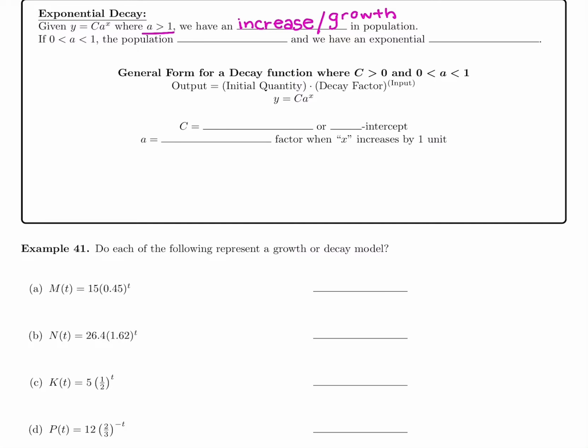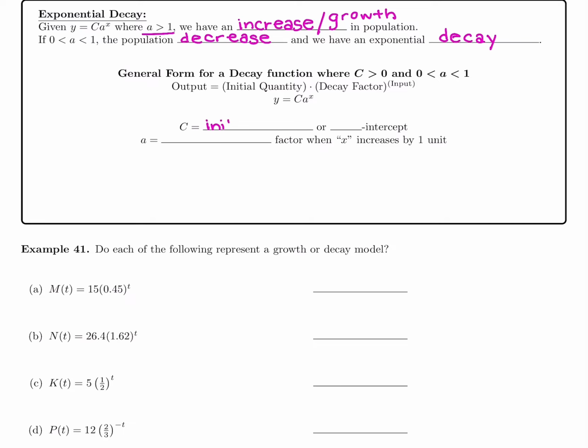So the population is going to decrease. If it's a number between 0 and 1, that's going to model exponential decay. So you can tell right by looking at the value of A whether it's growing or decaying. Other than that, this stays the same as growth. C is still the initial amount. It's the y-intercept, but also we can have A be a decay factor. We've talked about growth factors, but we can also have decay factors.